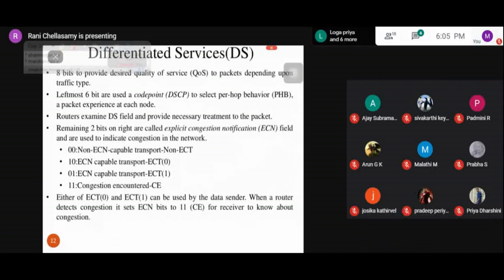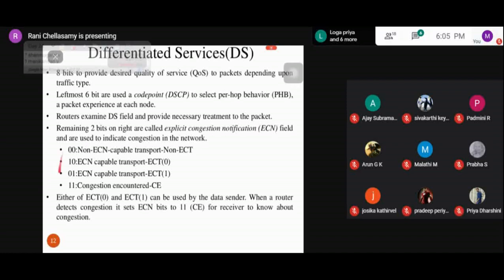The remaining last two bits on the right side are called the ECN field. ECN means Explicit Congestion Notification. For example, consider if congestion occurs. Congestion means traffic occurs while transmitting the packet. If so, then the differentiated service field comes into the picture. In that case, the explicit congestion notification field is represented by these two bits.